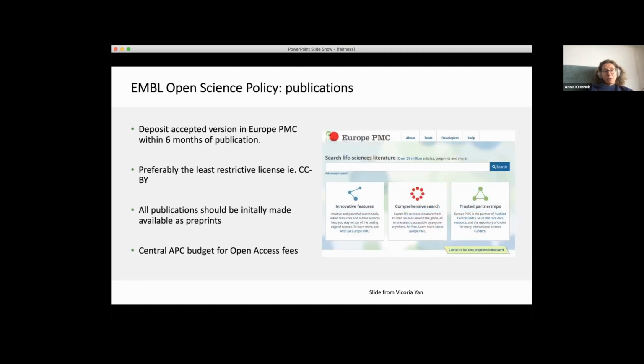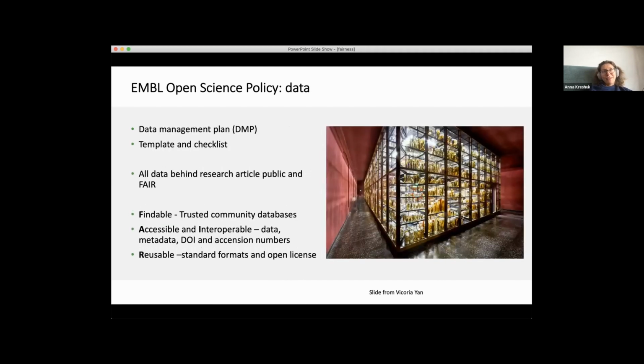Right? So for publications, we want to have the final versions deposited, we want to have preprints in the beginning, least restrictive licenses, and now there is also a central budget for open access fees, so there is really no excuse to not publish things open access. And if you want to think about the data, the important point is that, yes, we want to share all the data behind the study, including the data that did not make it into the final figures that you have put into the paper.